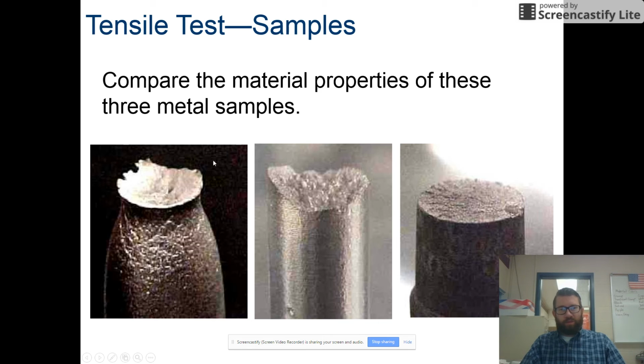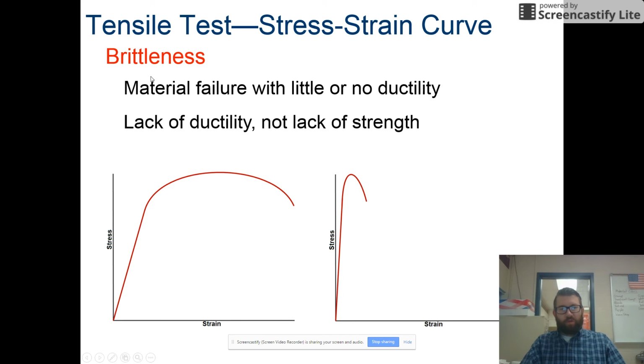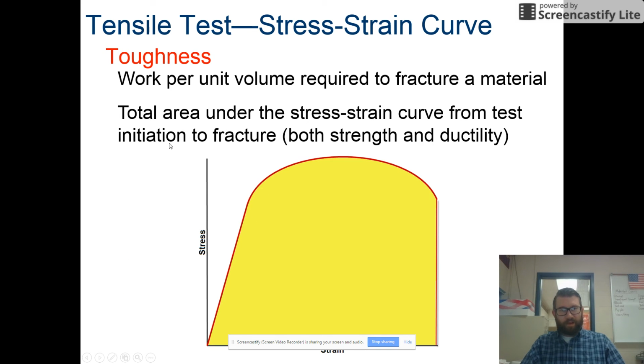So let's compare the material properties of these three metal samples. Brittleness is material failure with little or no ductility, not necessarily a lack of strength. Think concrete or porcelain type stuff and so on. So that's the graph on the right. All right, toughness is the work per unit volume required to fracture a material. So this is the total area under the curve from the test. It looks at both strength and ductility.